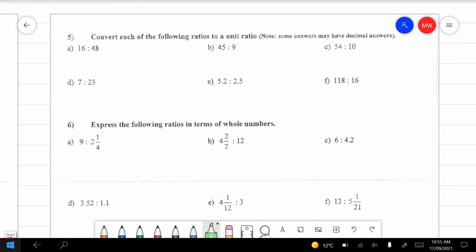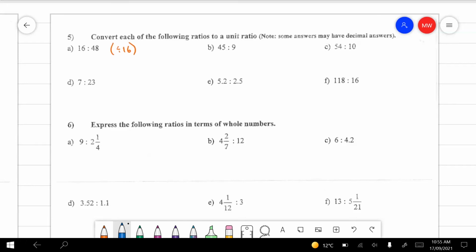Question 5 would like us to convert these into unit ratios. Now, unit ratios are where we've got 1 to something. They're really useful. They help us particularly with scale and that sort of thing as well. So you might find that you get decimal answers in this one, and that's just fine. So what we need to do is choose the smallest of the two numbers and divide both numbers by that, basically. So use your calculator, divide both sides by 16.